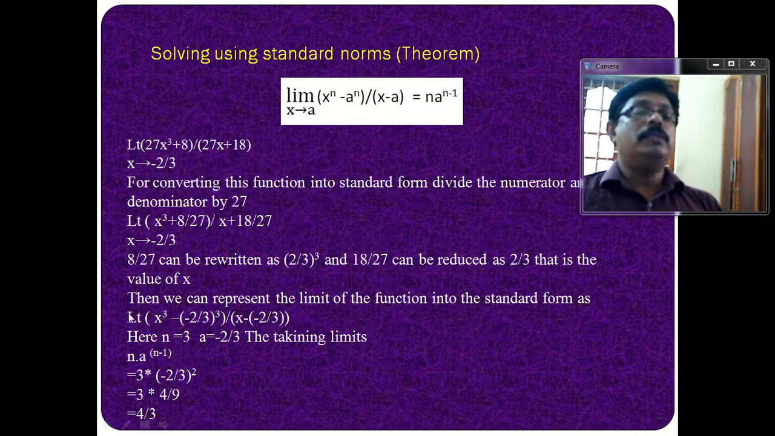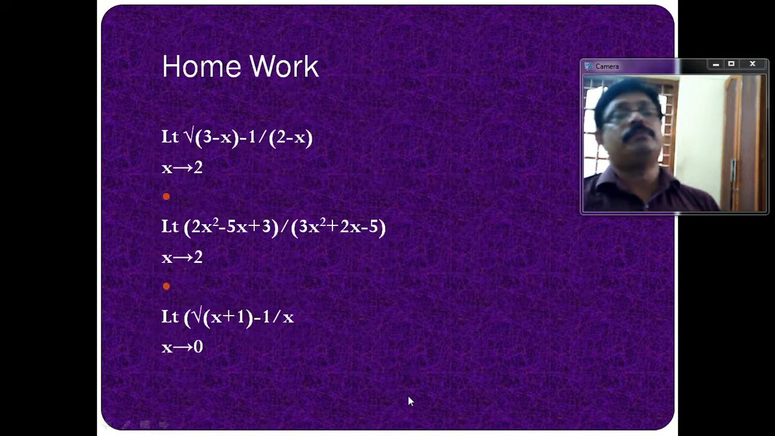So now this limit is in the form of this standard form: x raised to n minus a raised to n divided by x minus a. So n is equal to 3, a is equal to minus 2 by 3. Then apply the formula n a raised to n minus 1. So n is equal to 3, a is equal to minus 2 by 3, n minus 1 is 3 minus 1, which is equal to 2. So 3 into 4 by 9, that is equal to 4 by 3.